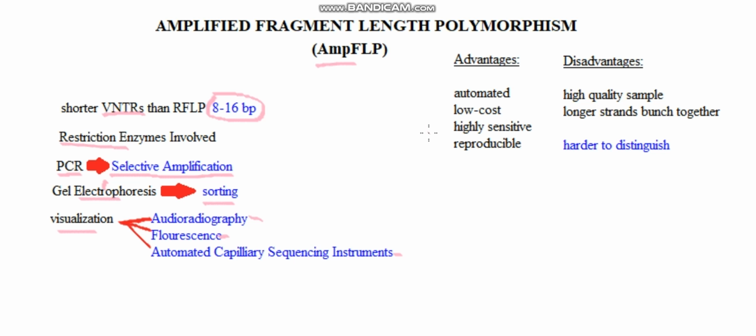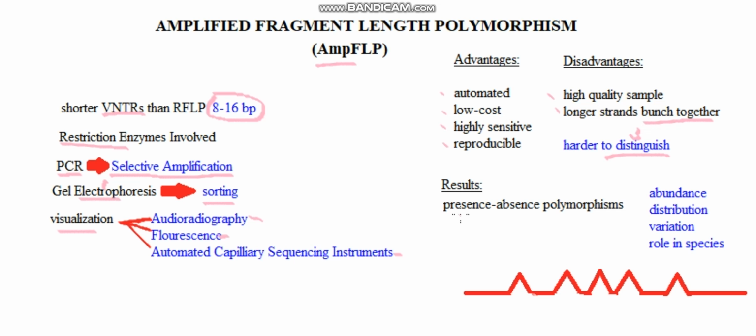Now let's discuss the advantages and disadvantages of the procedure. The advantages are that it can be automated, it is not very expensive, it is highly sensitive, and the results are reproducible. As for the disadvantages, we require a high quality sample, and if there are any longer strands, they tend to bunch together so that they are harder to distinguish.